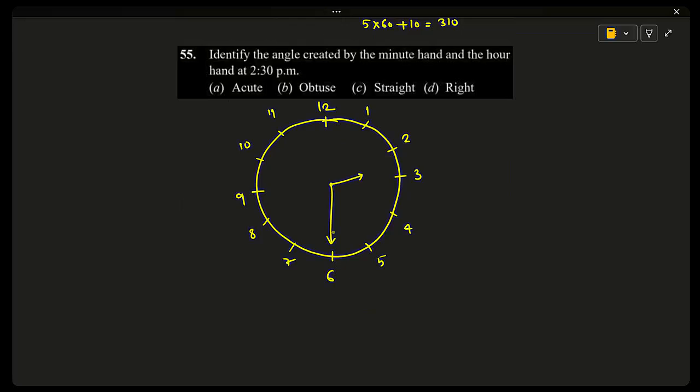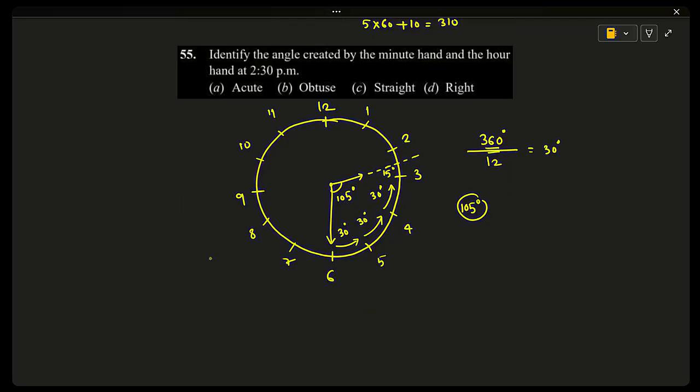So how to find? First, the total angle is 360 degrees, and it is divided into 12 parts, one for every hour. So 360 divided by 12 is going to be 30 degrees. So from 6 to 5, 30 degrees, 5 to 4, 30 degrees, 4 to 3, 30 degrees. But between 2 and 3, it is showing exactly half of that. So half of 30 degrees is 15. So 3 times 30 is 90. 90 plus 15 is 105 degrees. So this is the angle here, 105 degrees.